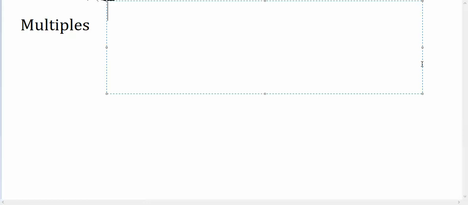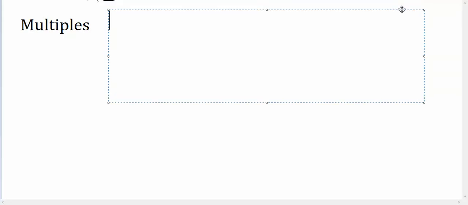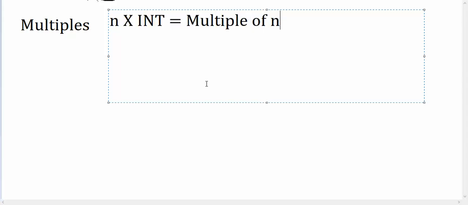Okay, next let's talk about multiples. Let's just give the definition. A multiple of a number is just any number times any integer. So let's say that n, any number n times any integer equals a multiple of n.